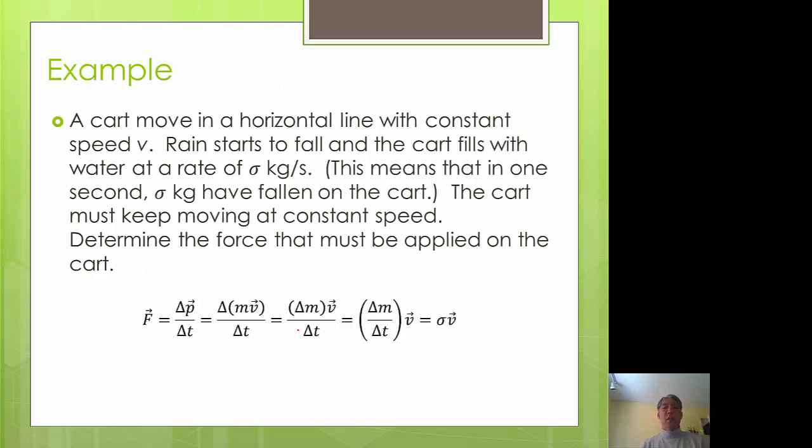So for example, I have a cart moving in a horizontal line. It's got a constant speed v, so I can breathe a sigh of relief. I don't have to worry about the v. Rain starts to fall and the cart fills with water at a rate of sigma kilograms per second. That little figure is lowercase sigma. So here's another Greek letter that we've learned.